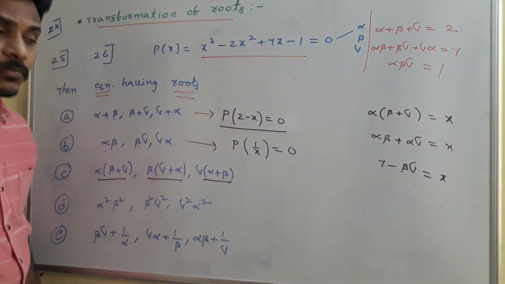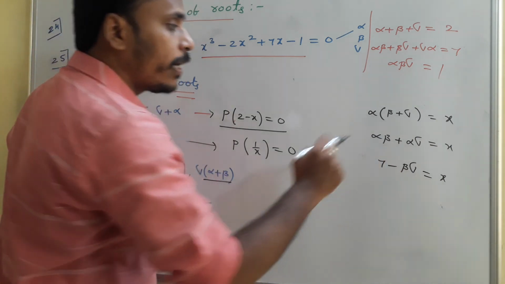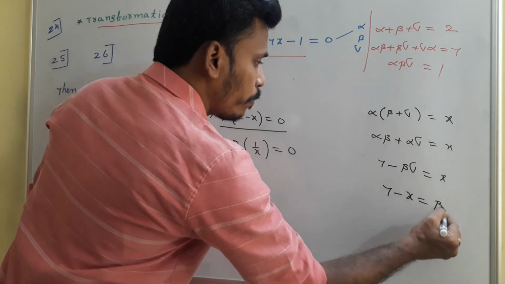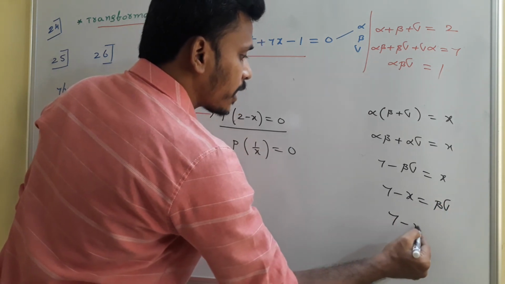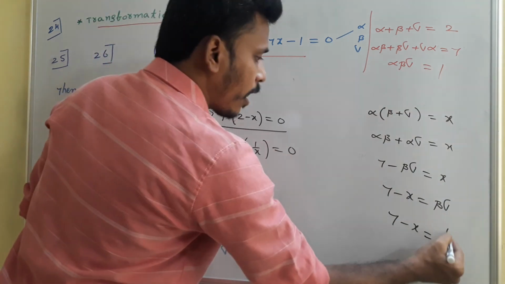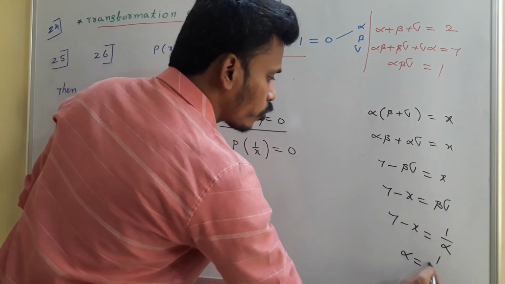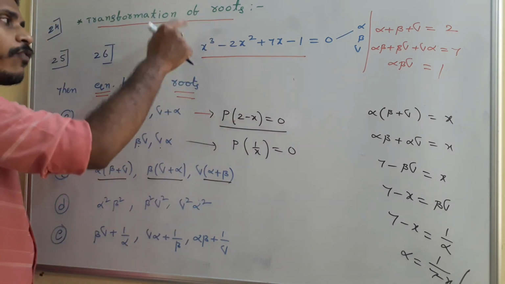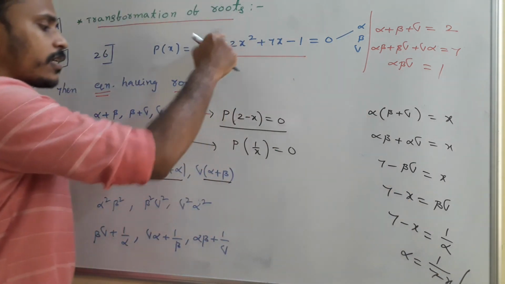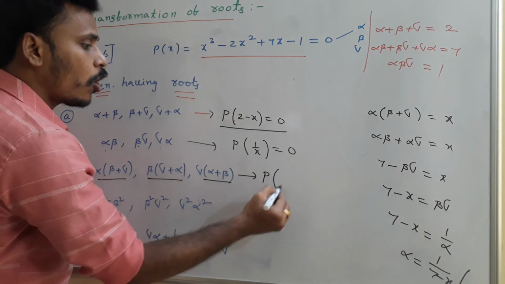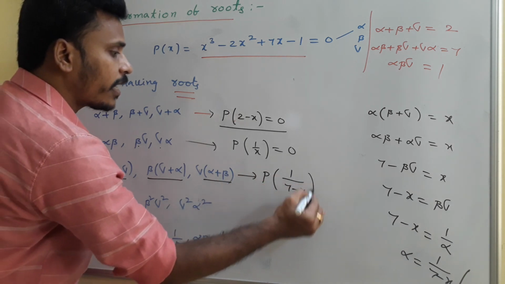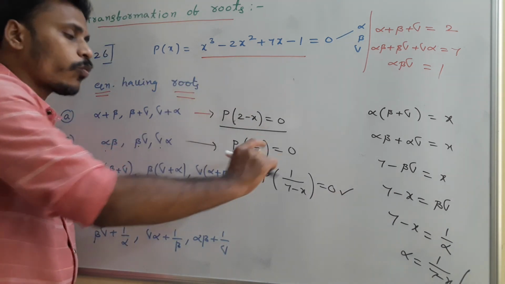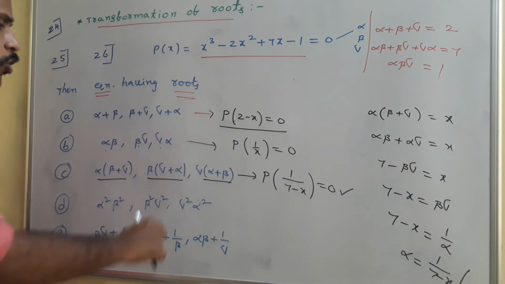Is there anything wrong? Nothing. And then what to say about beta gamma? See, send this x this side. 7 minus x is equal to beta gamma. And beta gamma is 1 by alpha. And alpha is equal to 1 by 7 minus x. So alpha is a root. Alpha will satisfy it. So 1 by 7 minus x also satisfies it. So p of 1 by 7 minus x is equal to 0 is the required answer. We need to replace x with 1 by 7 minus x. In the same way we will solve it.